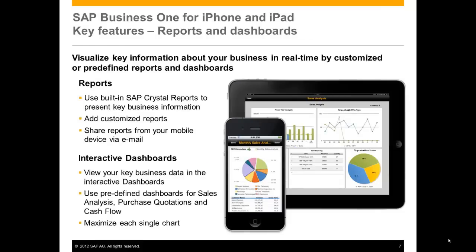We've taken the next step as well with giving additional access to reports and dashboards inside the SAP Business One mobile application. So we're giving you the capability to visualize that key information about your business. And again, this is being done in real time, and you can use customized or predefined reports and dashboards. So from a reporting perspective, you can use the built-in Crystal reports to present your key business information. You can add your own customized reports, and then when you're on your mobile device, if you want to share that information with somebody else, you can share that via email.